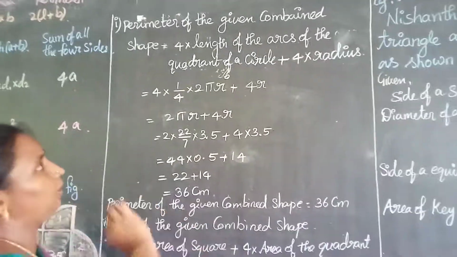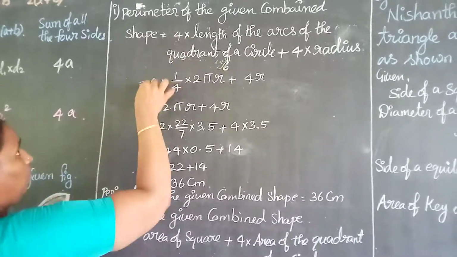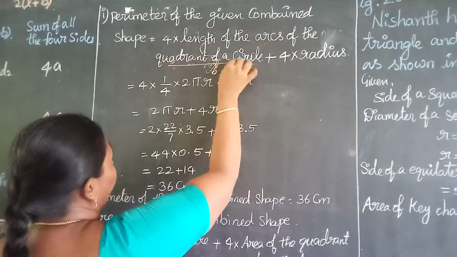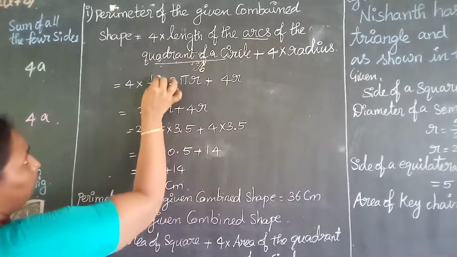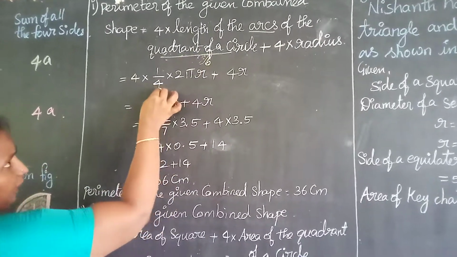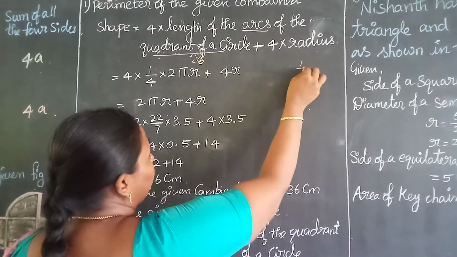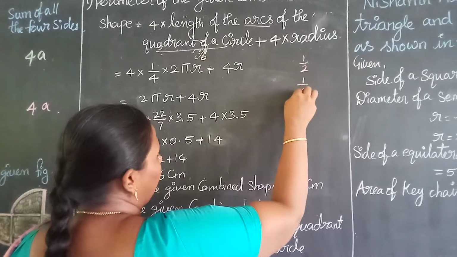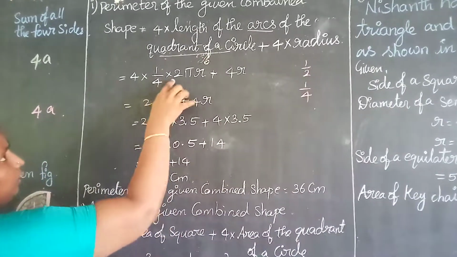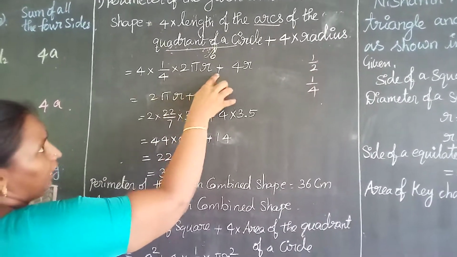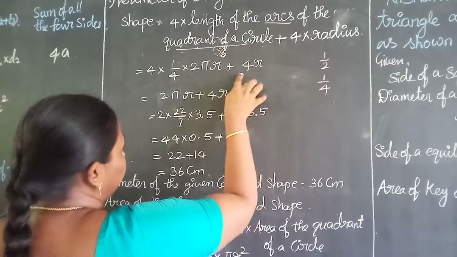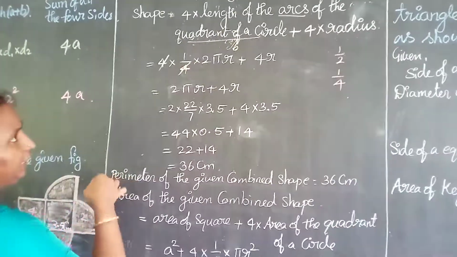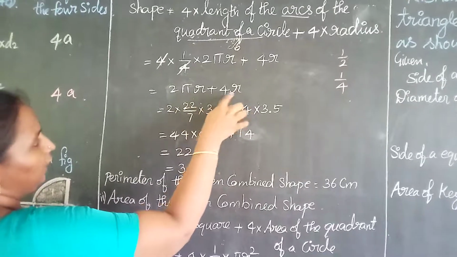Now we are going to apply the formulas. 4 into length of the arc of a quadrant of a circle, 1 by 4. For quadrant, 1 by 4, I told you. For semicircle you have to write 1 by 2. So for quadrant you have to write 1 by 4. This is perimeter of the circle, 2 pi r, plus 4 into radius, 4r. So 4 will get cancelled. You will get 2 pi r plus 4r.